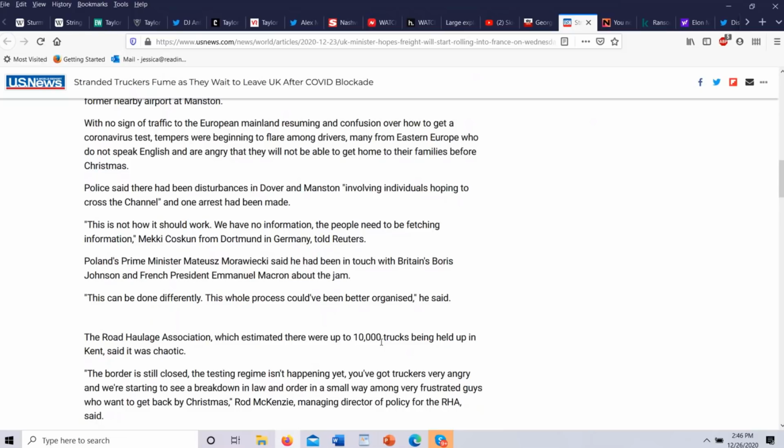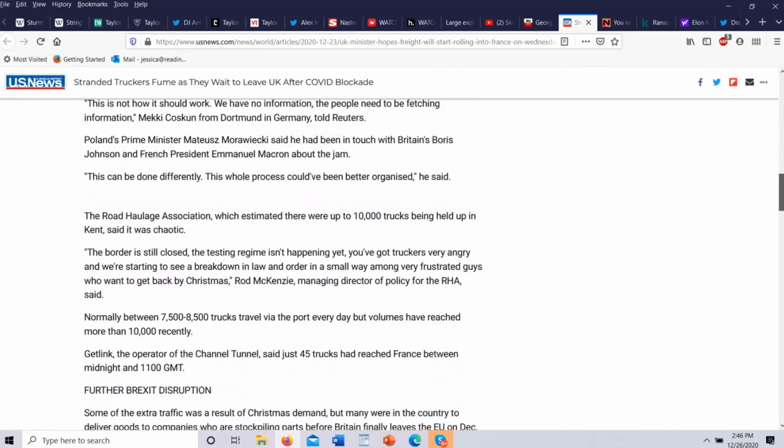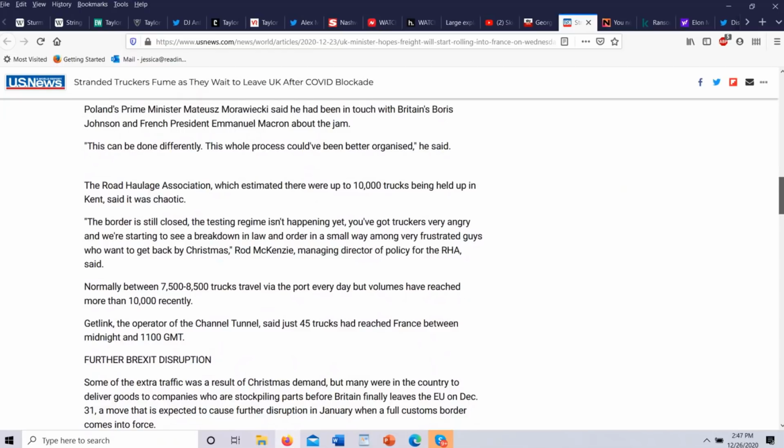Poland's prime minister said he will be in touch with Britain's Boris Johnson and French President Emmanuel Macron about the jam between the two countries. Yep, exactly. So that was some more big news. That's a huge amount of trucks. I can't even comprehend 10,000, it's crazy. But as I said, just double it: for one truck, two truckers. Holy crap! What in the world?